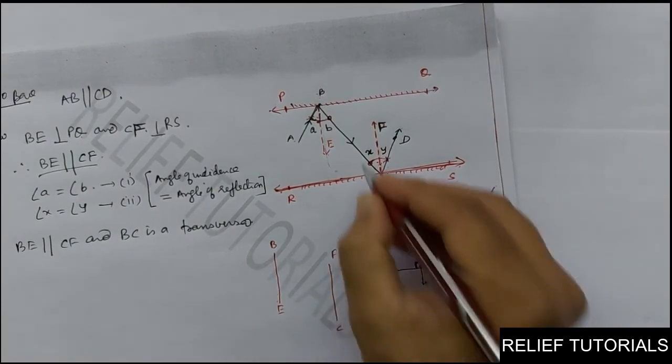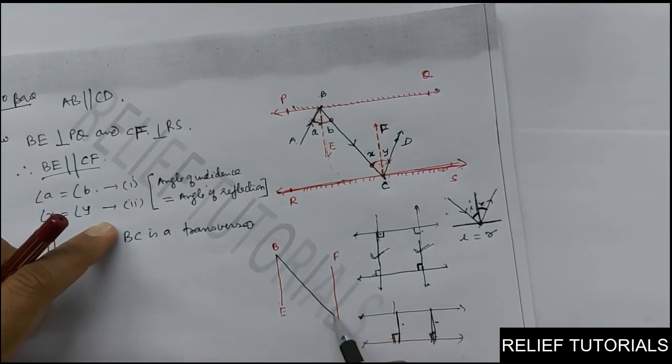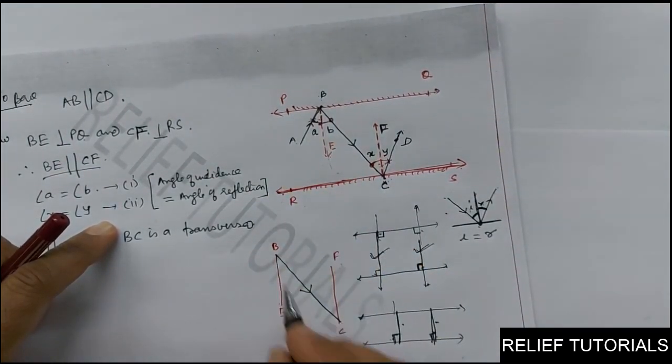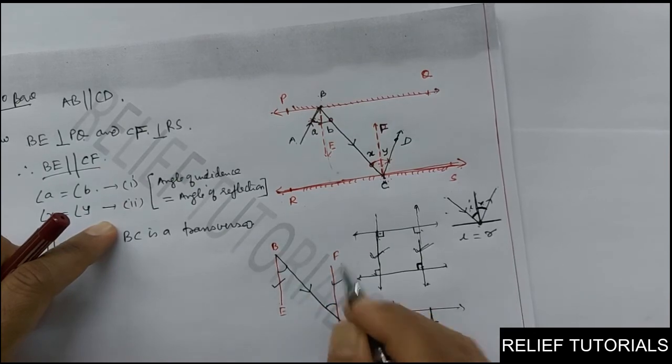And this is CF. See, I have drawn BE and CF. And this black color line BC is a transversal. So these two angles are alternate angles, and these two lines are parallel.